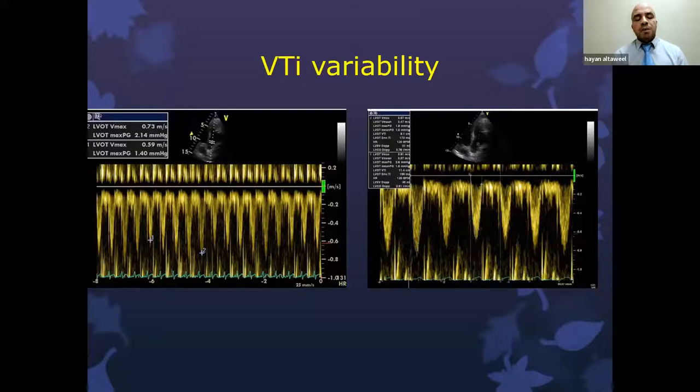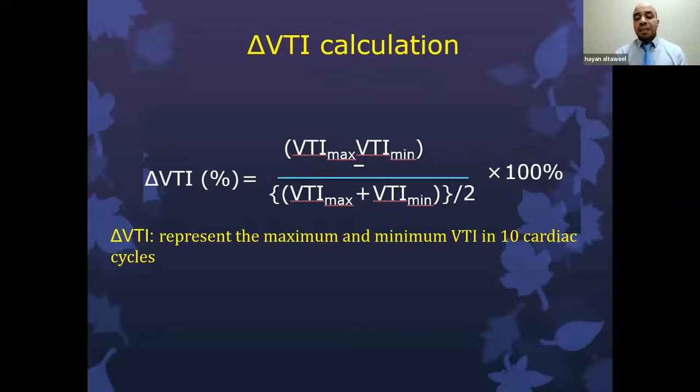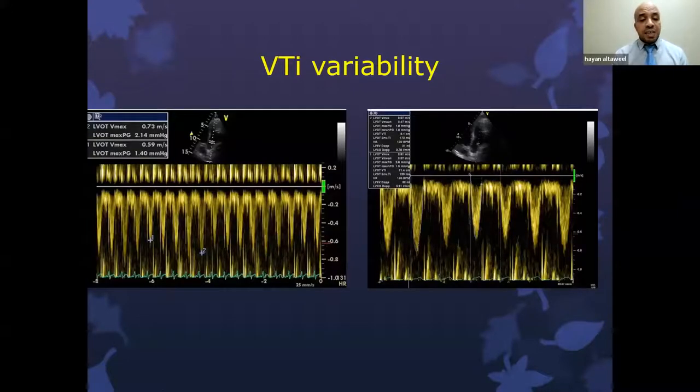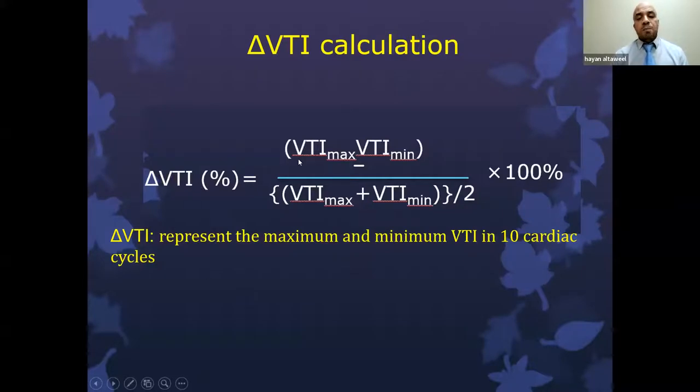This difference will also help us, as we will discuss in the next slide, to change our resuscitation plan toward fluid or inotropes. We have something called delta VTI. We get it in patients who have different wave sizes and different maximum velocities. Delta VTI equals the maximum VTI from the biggest wave minus the minimum, over the average VTI. It represents the maximum and minimum VTI during 10 cardiac cycles, to have the chance to include a respiration cycle in this time.